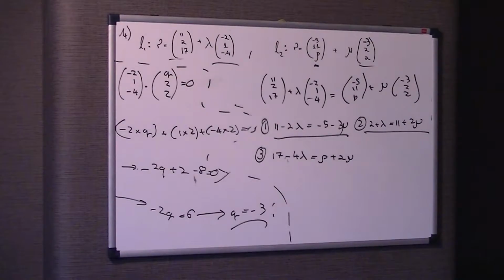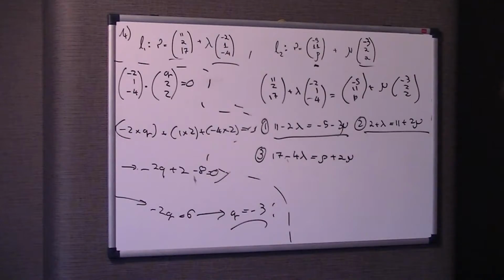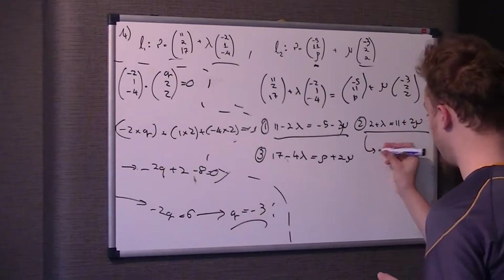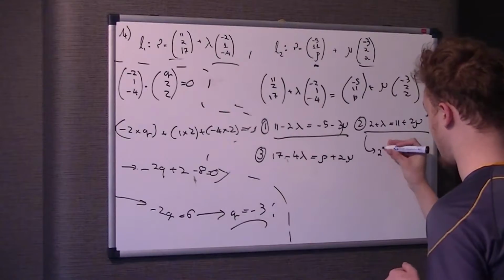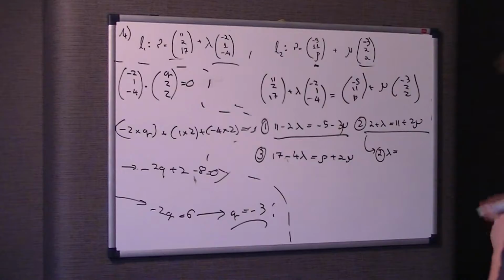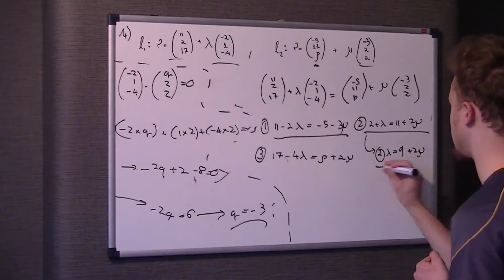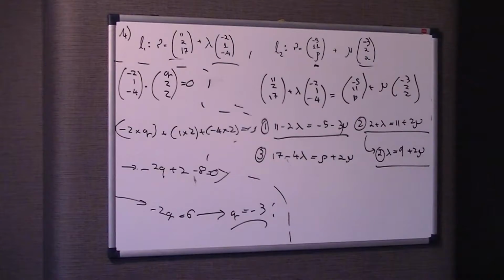Now the easiest one of the two to rearrange to get one in terms of the other, it could be lambda in terms of mu, or mu in terms of lambda, is quite clearly going to be equation 2. As I said, you can do that with equation 1, but I'm lazy, so I'm going to use equation 2. So we take 2 away from both sides, which quite clearly gives us 9 plus 2 mu is equal to lambda, and we sub that into equation 1.